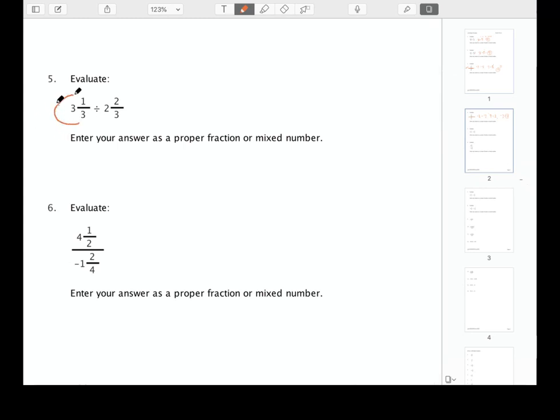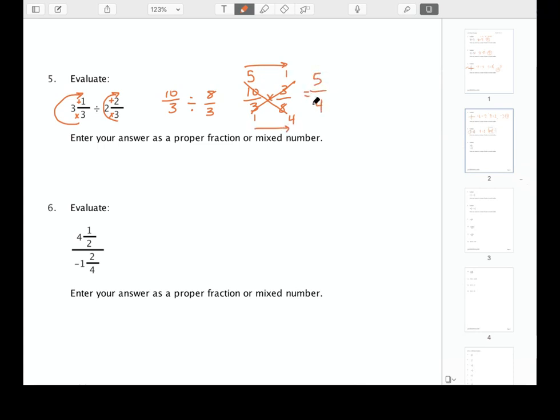So I'm going to have to convert these first to improper. So 3 times 3 is 9, plus 1 is 10/3. Not really improper, rational form, I guess I should say. Converting these, 3 times 2 is 6, plus 2 is 8. Division is the same thing as multiplying by the reciprocal. I got some cross-reducing and some cross-reducing. 2 goes in there 4, 2 goes in there 5. 5 times 1 is 5. 1 times 4 is 4.